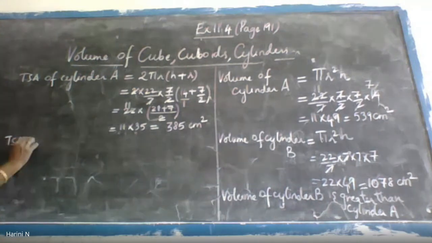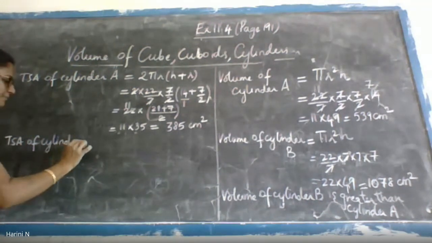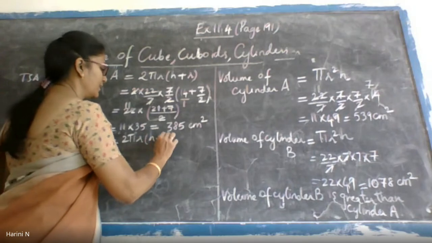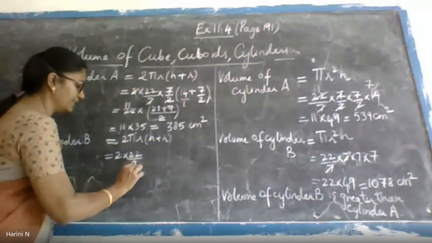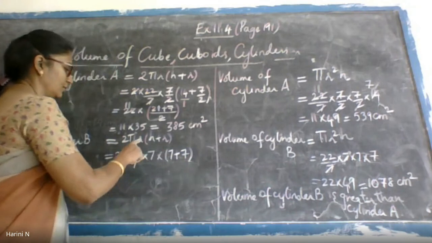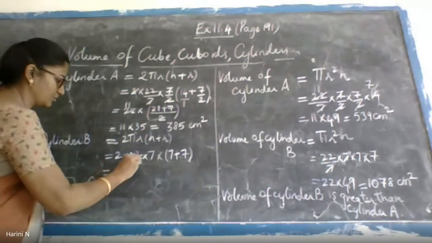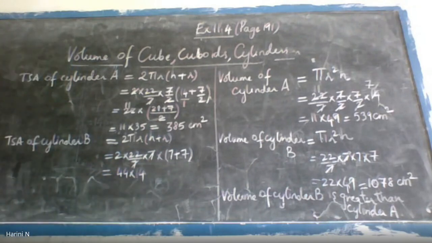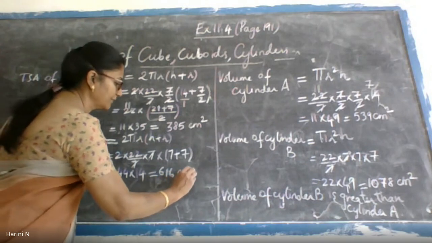Similarly, TSA of cylinder B will be equal to, again substitute in the formula, 2 pi r times h plus r. Now carefully substitute. My radius for the second cylinder is 7 and the height is also 7. Both are 7. So r gets 7, h gets 7, again r gets 7. So the 7 and 7 is 1. 2 into 22 is 44 into 7 plus 7 is 14. So 44 into 14 will be equal to 616.